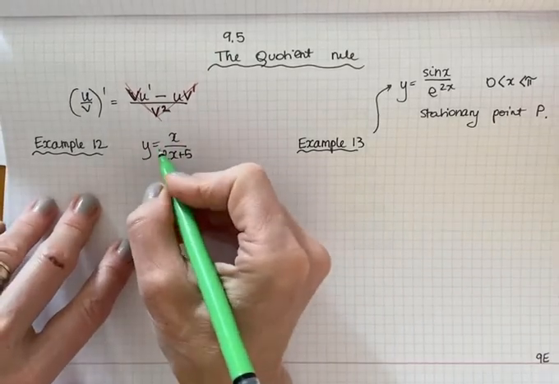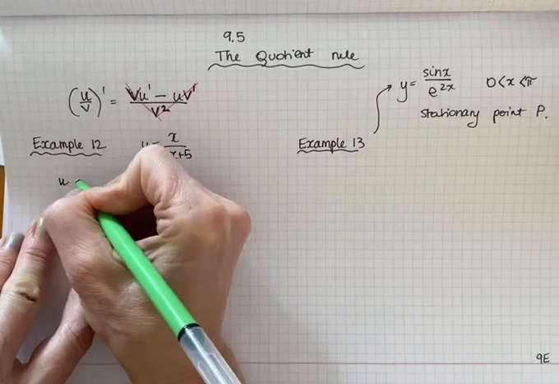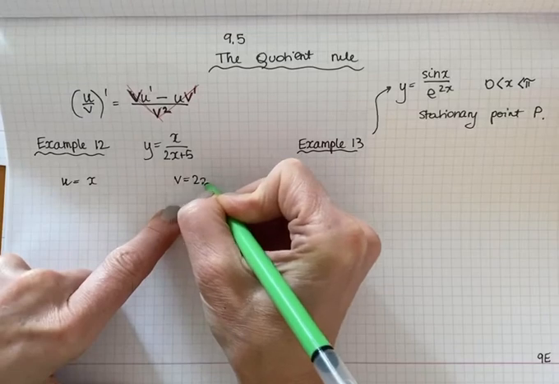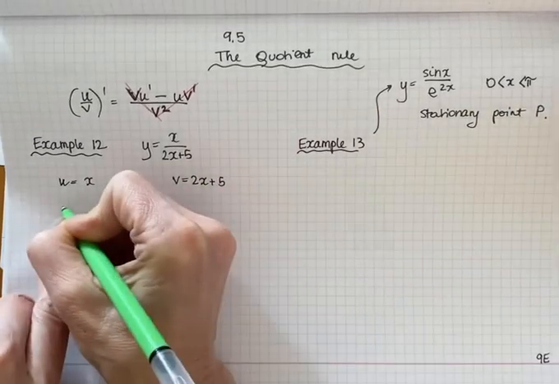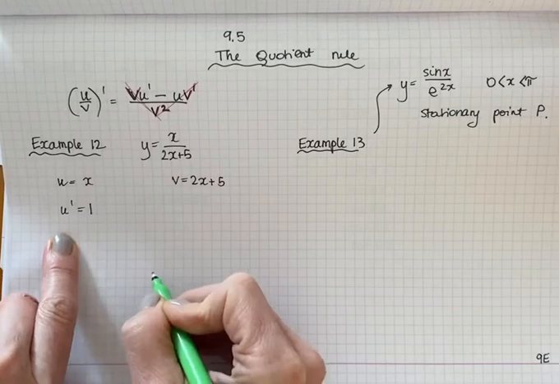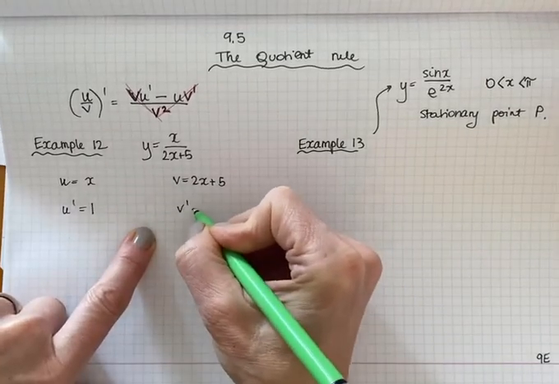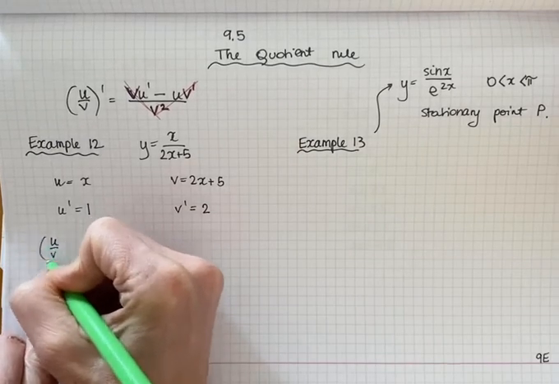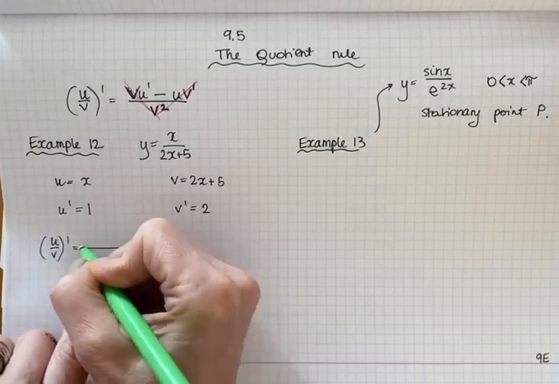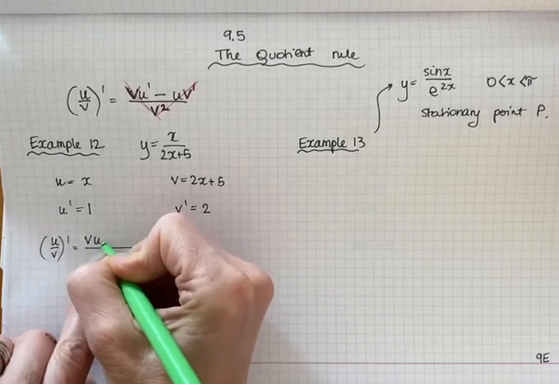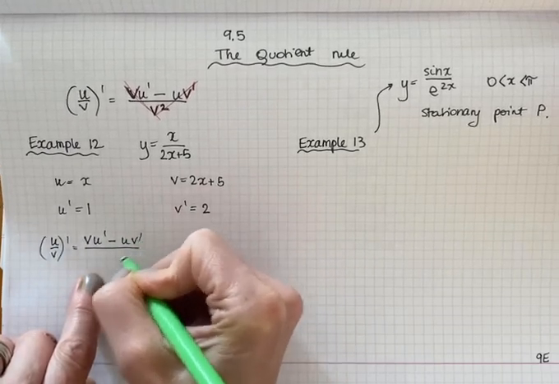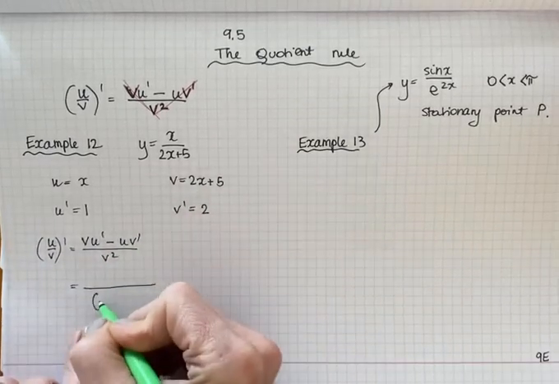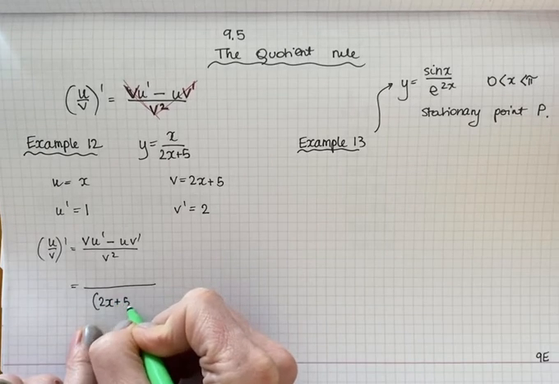You've got the quotient. You're going to let your numerator be u and the denominator be v. Make sure you write it in that order. We're going to differentiate x to give you 1 and differentiate 2x plus 5 to give you 2. And then quote the formula no matter what, always quote it because you'll memorize it. So remember, start from v: vu dash minus uv dash over v squared. I like to put v squared first, so it's going to be 2x plus 5 squared.